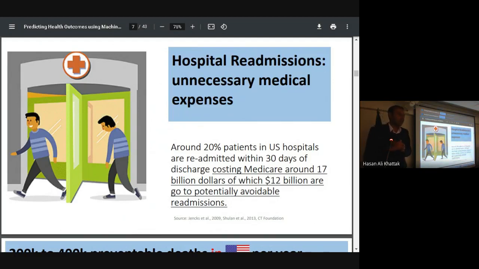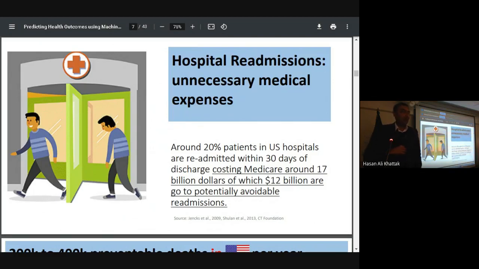So out of the $17 billion, $12 billion is avoidable, and our focus is on the $12 billion. Just keep this point in mind. The examples that I'm going to show you next, the use cases, will show how we are trying, using IT, AI, machine learning, deep learning, to reduce or minimize healthcare spending, in the first case of hospital readmission.